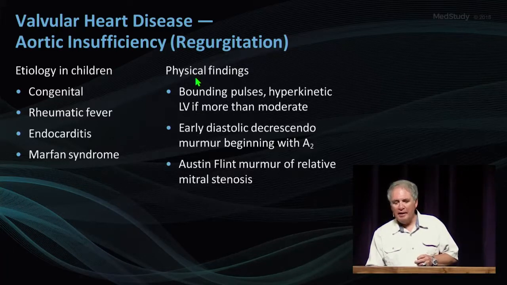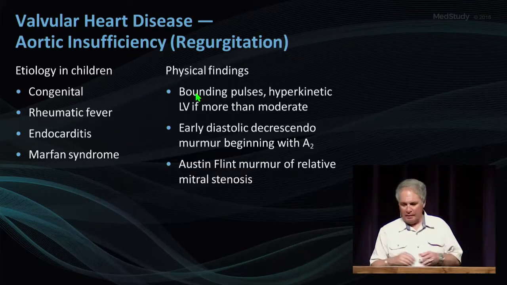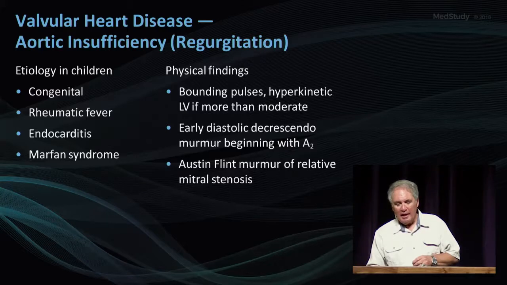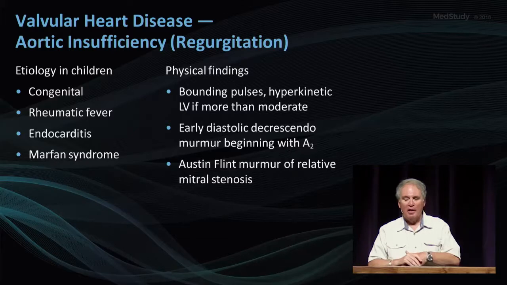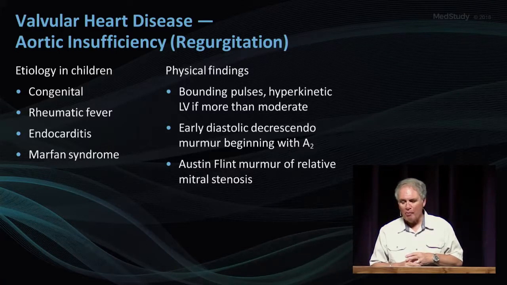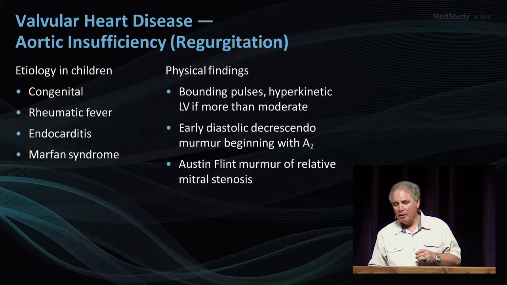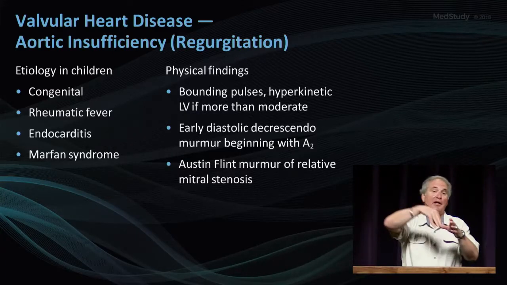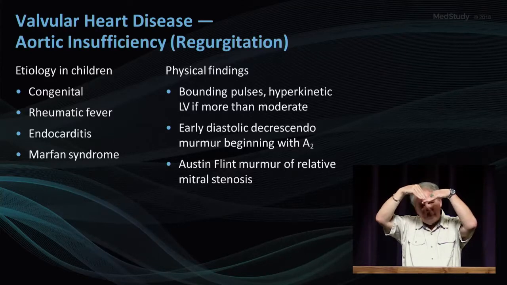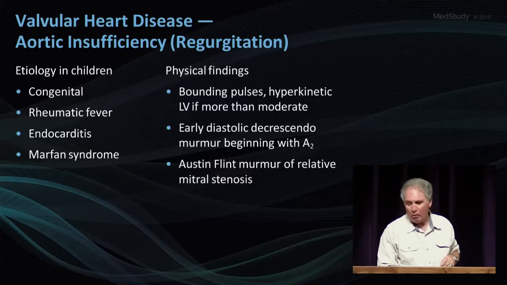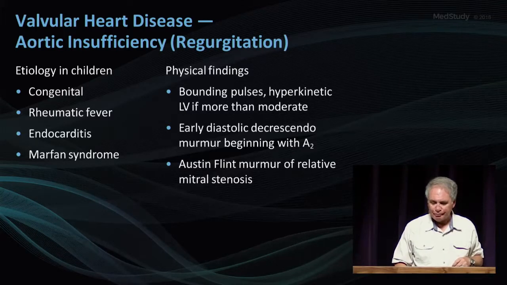Physical findings in aortic insufficiency: bounding pulses, okay, very hyperkinetic left ventricle, and as that blood leaks back from the aorta into the left ventricle in diastole, you hear an early diastolic decrescendo murmur beginning with the second heart sound component, A2. Sometimes that aortic insufficiency jet is so large that it prevents the mitral valve from opening normally in diastole, and you might hear a little diastolic murmur of relative mitral stenosis, the so-called Austin-Flint murmur.